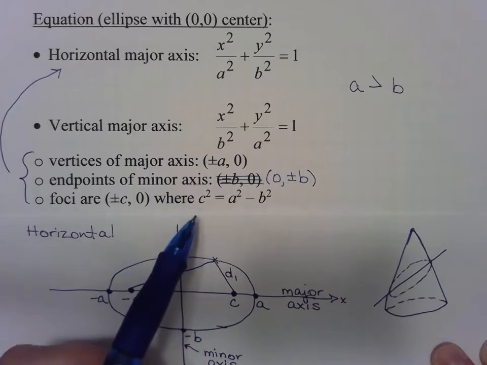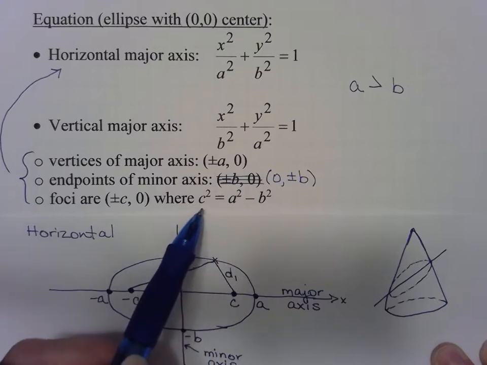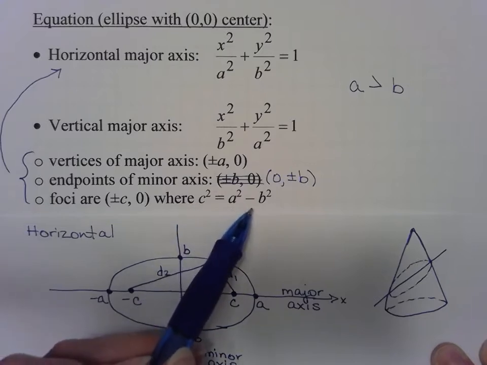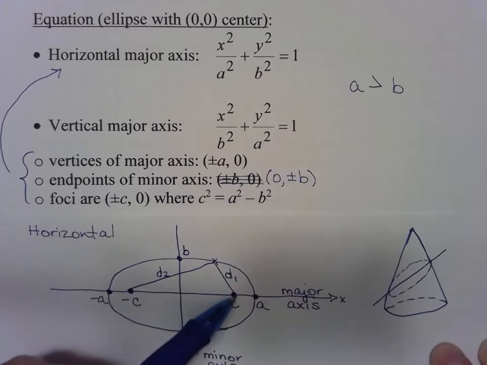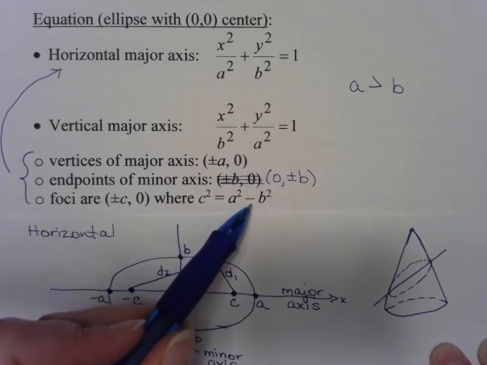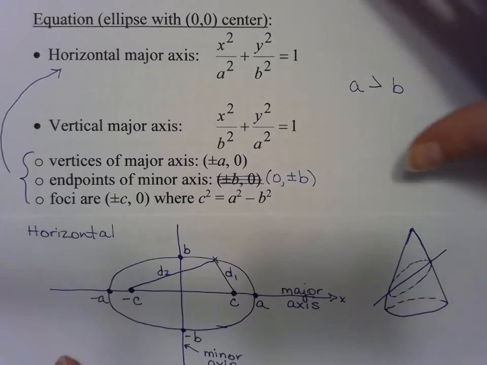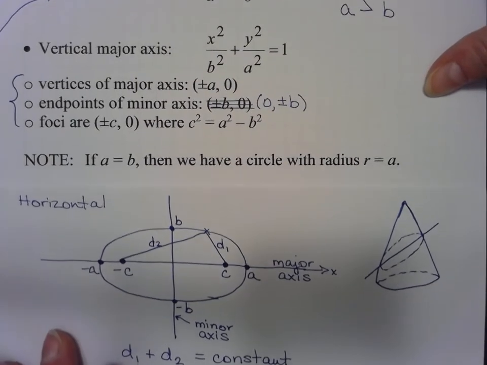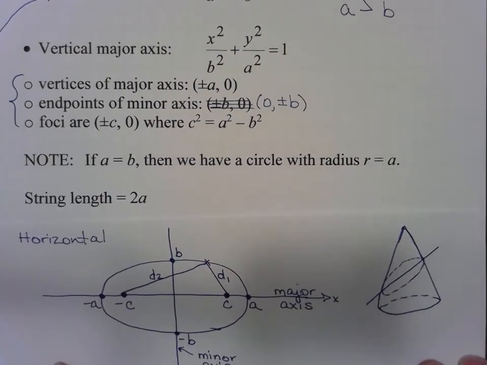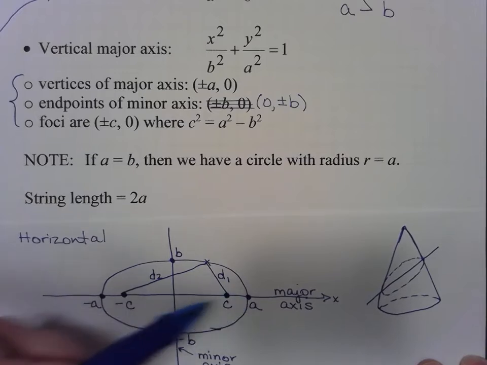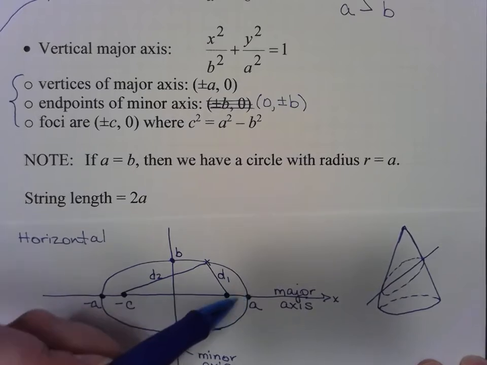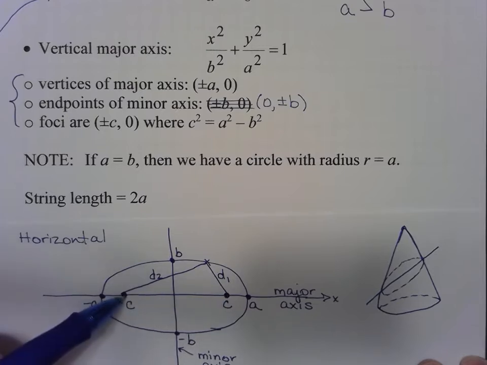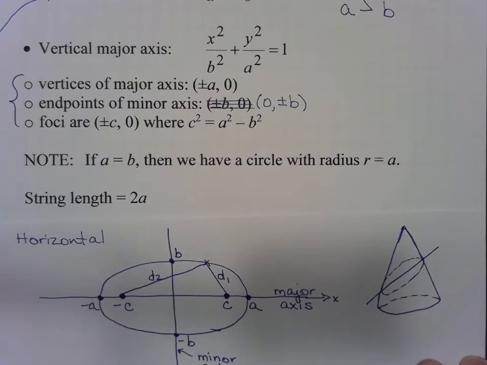Okay, one other fact that's kind of hidden in here is the relationship between the A, B, and C. So C squared is equal to A squared minus B squared. And because the C is inside, it's definitely going to be smaller than A, and so hence the subtraction, right? Okay, we just talked about if A and B are equal, we would have a circle. Okay, there's the string length. So the string could stretch, right? If I picked a point over here, it would be the distance from this foci to this foci.